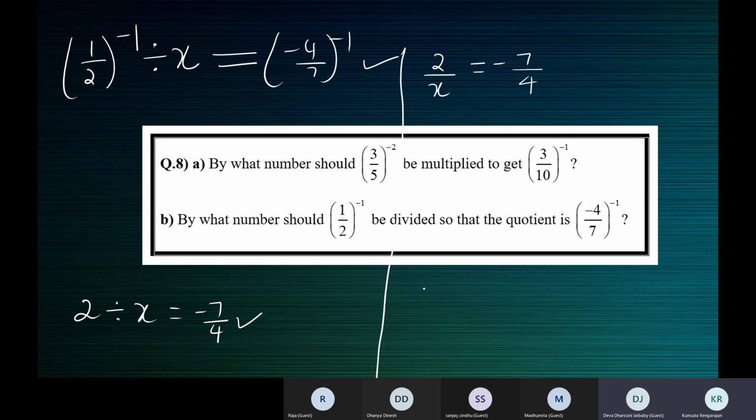Now cross multiply. Minus 7x is equal to 8, ma'am. X is equal to 8 divided by minus 7, or minus 8 by 7. So, first step, second step, third step, fourth step. This is the finishing. Yeah, write down.